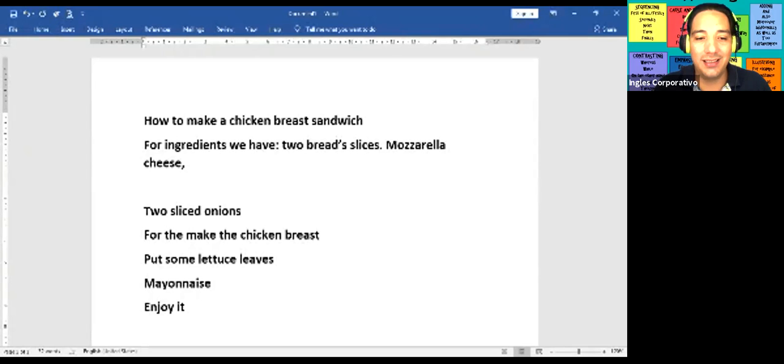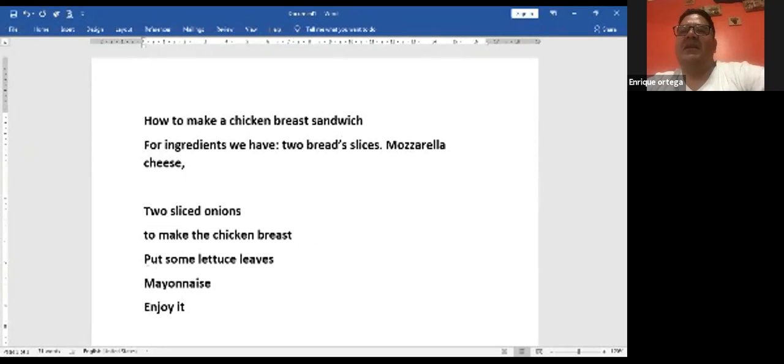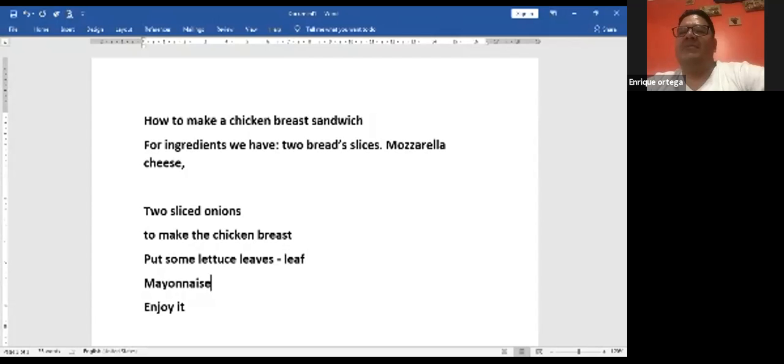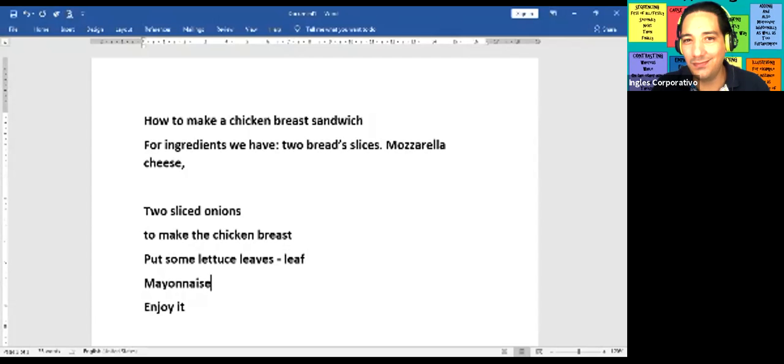For the make the chicken breast. Aquí era. Ojo con esto, esto es bien común, no se preocupen, hay que irlo corrigiendo. Make the chicken breast, put some lettuce leaves. Okay, aquí leaves. ¿Está bien esto? Sí, ¿verdad? Porque el singular de leaves sería leaf. Okay, ¿sí o no? Leaf.